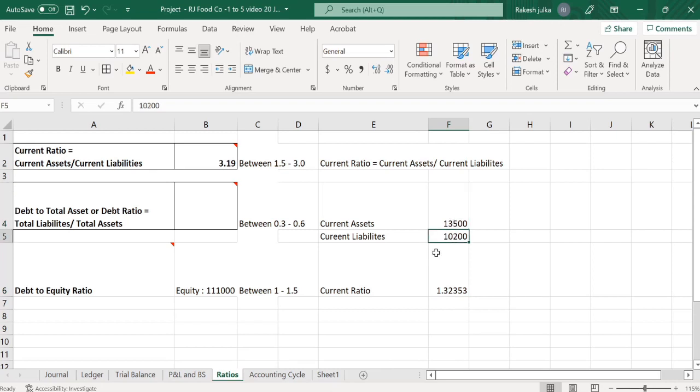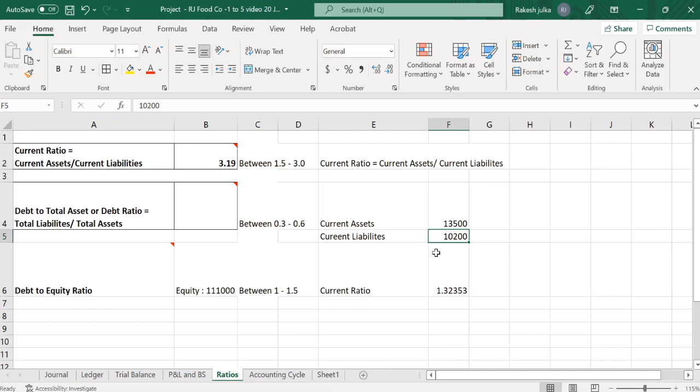Even today, in case we want to pay off all the debts of the business, our company is in a position to pay $10,200 right away, maybe within a week or maybe within 1 month. After paying the current liabilities, even then the company will have some cash in hand.